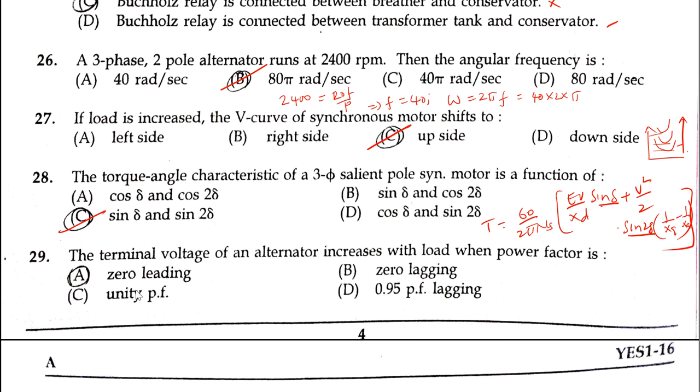Next one, the terminal voltage of an alternator increases with the load when the power factor is. So when the power factor is leading. So you know that an overexcited synchronous motor will deliver reactive power. Similarly, the terminal voltage of the alternator increases with the load when the load power factor is zero power factor leading here. Okay, so we'll move to the next page of the solutions here.